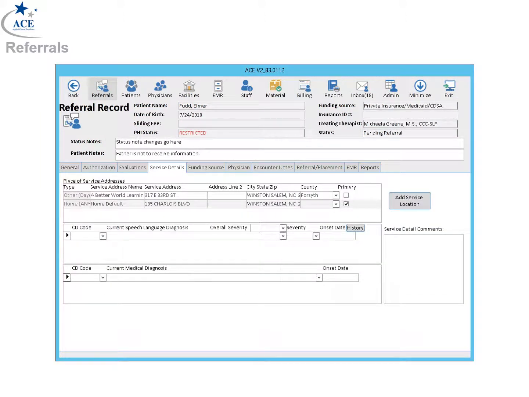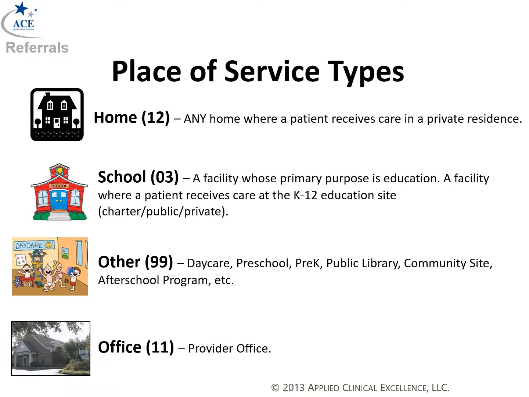The next tab on the referral record is the Service Details tab. This tab indicates all possible place of service addresses and any existing diagnoses. Within the ACE application, there are 4 primary place of service types that we use. Home indicates any home where a patient receives care in a private residence.